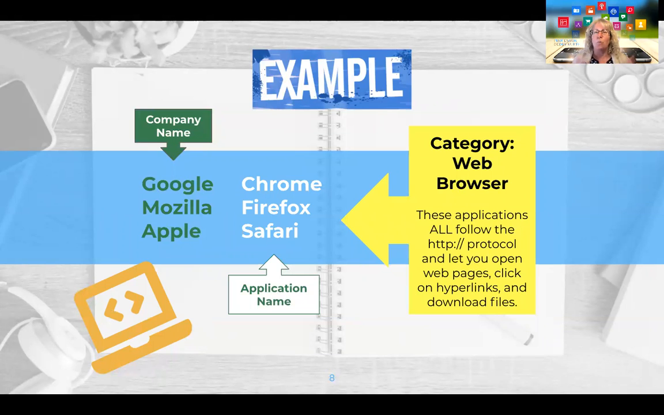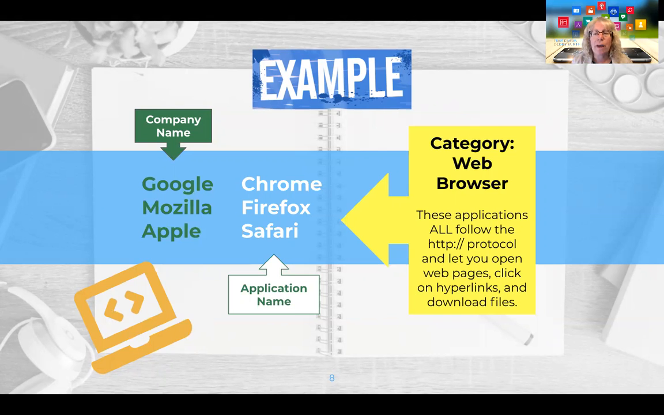Okay, so the category is web browser. And a web browser is just a piece of software that lets you get on the World Wide Web. Now, remember, we talked about the internet versus the World Wide Web several weeks ago. There's a whole video on what the difference is. But if you remember, the World Wide Web follows the HTTP protocol, Hypertext Transfer Protocol. And so a web browser follows that protocol.